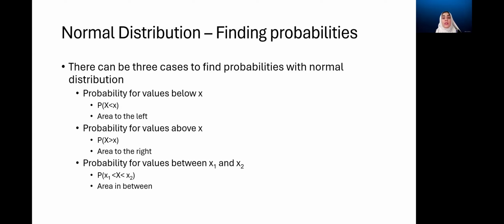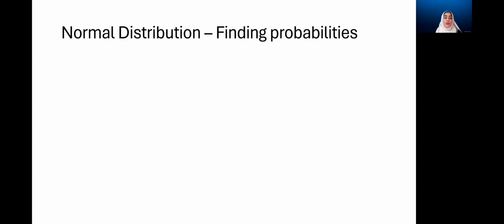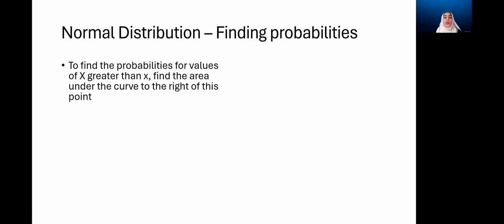Of course, this value is not directly readily available from the table, and we need to do one extra step of calculation to find these values. And we'll see how we can do that. So to find the probabilities for values of x greater than a given value, find the area under the curve to the right of this point, which of course is not available in the table readily.